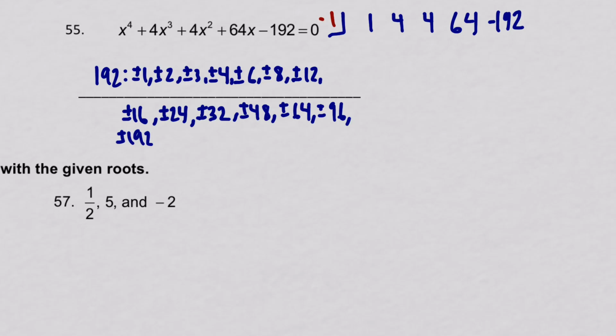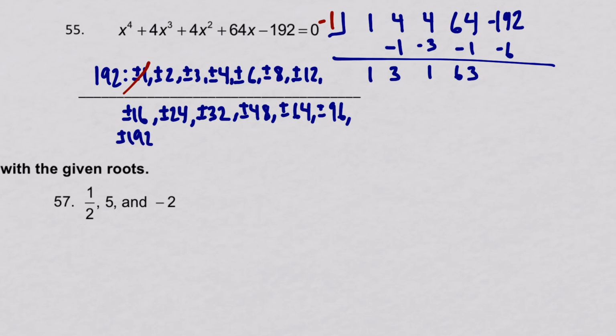Let's see what we get. Bring down the 1. -1 times 1 is -1. 4 minus 1 is 3. Negative 1 times 3 is negative 3. 4 minus 3 is 1. Negative 1 times 1 is negative 1. That's going to be negative 63. And once again, no, that doesn't work.